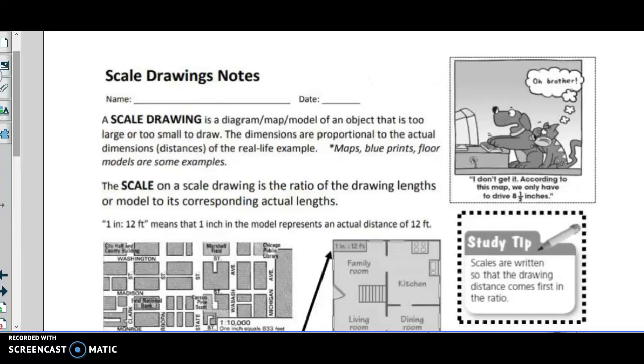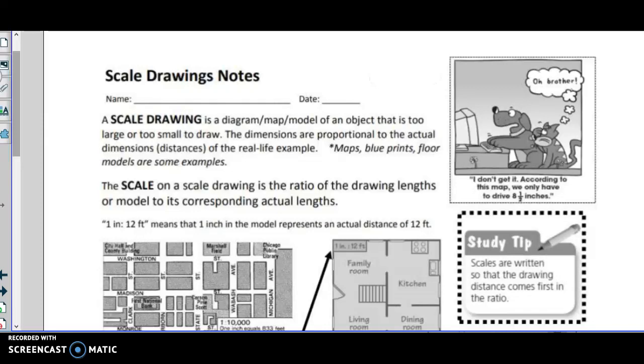In this lesson, we're going to learn how to solve and create proportions to solve problems that deal with scale drawings. It says a scale drawing is a diagram, map, or model of an object that is too large or small to draw. The dimensions are proportional to the actual dimensions of the real life example. So scale drawings are things like maps, blueprints, and floor models.